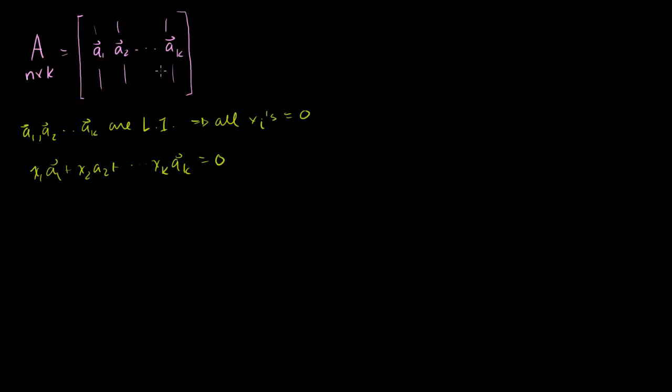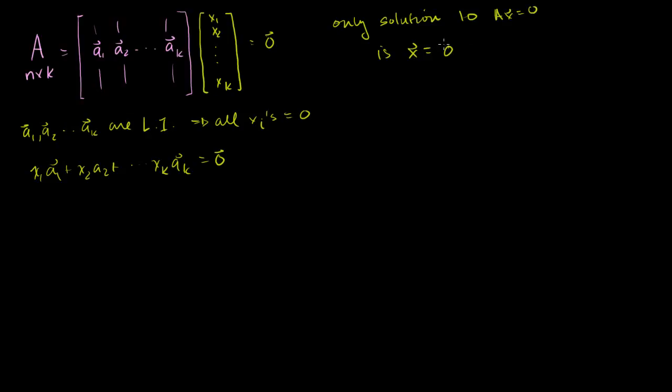Or another way to write it is that all the solutions to this equation, x1, x2, all the way down xk, equaling the 0 vector, are that all of these entries have to be equal to 0. This is just another way of writing this right there. We've seen it multiple times. That's the 0 vector right there. So if all of these have to be 0, that's like saying that the only solution to Ax equals 0 is x equals the 0 vector.